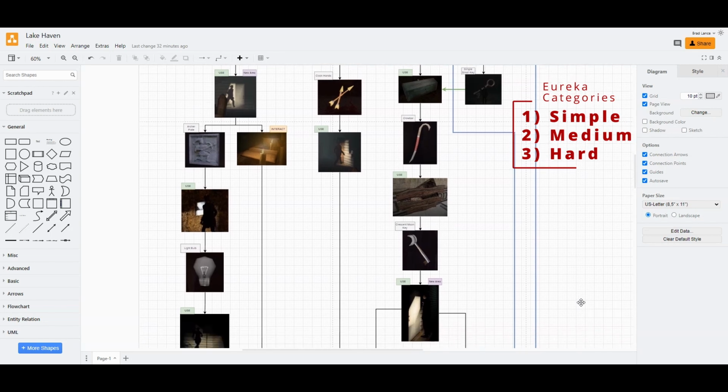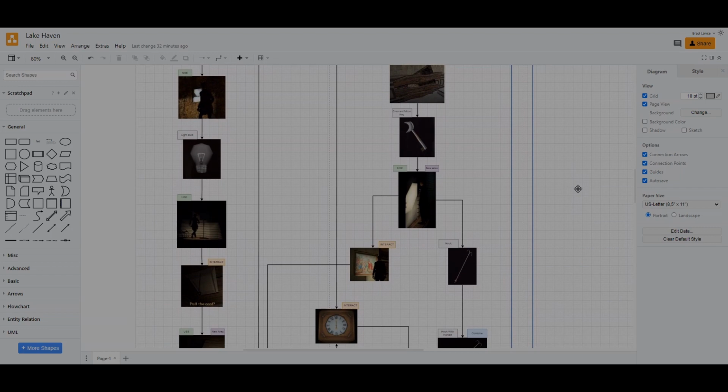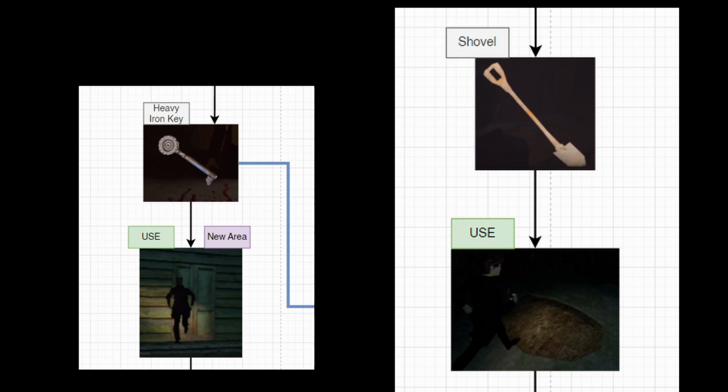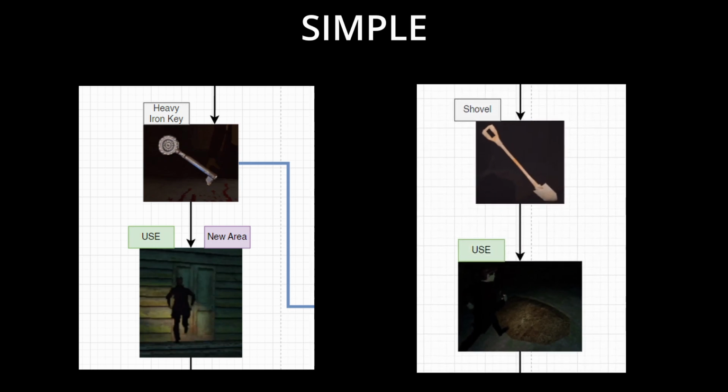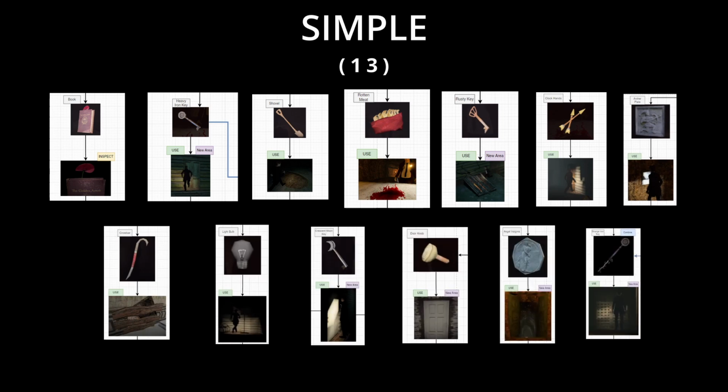A simple Eureka moment is when there is a single connection on the flowchart. Figuring out that the heavy iron key should be used on the front door, or figuring out the shovel should be used on the dirt, are both examples of simple Eureka moments. There are a total of 13 simple Eureka moments.